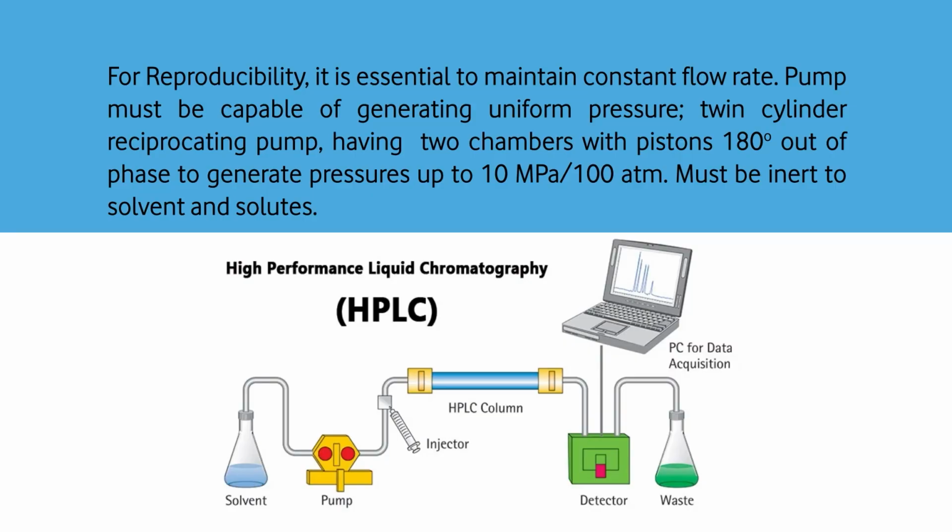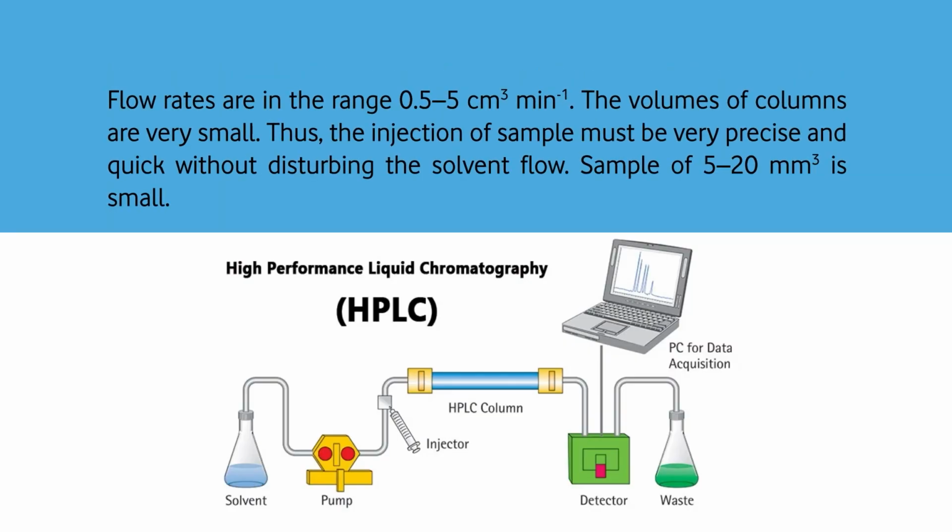Generally, the pumps which are used are twin cylinder reciprocating pumps. So, they produce very high pressure. The flow rates are in the range of 0.5 to 5 centimeter cube per minute. The volume of the column is very small. I have already said that if the column is long, the requirement of pressure will be high, so we avoid it. Thus, the injection of sample must be very precise and quick.